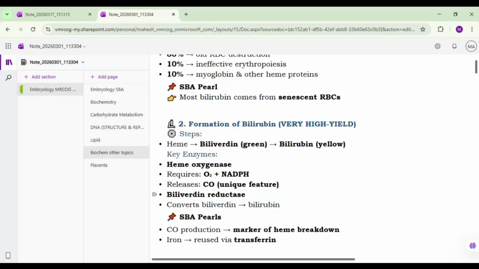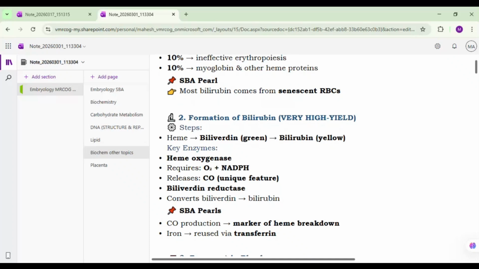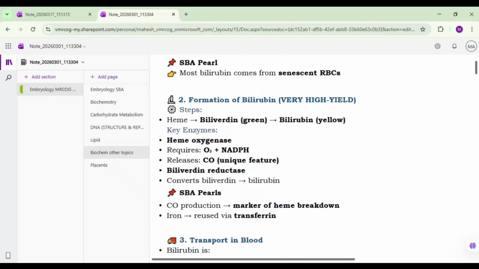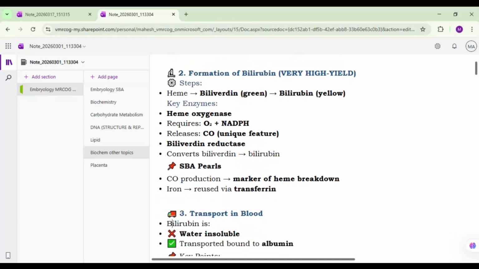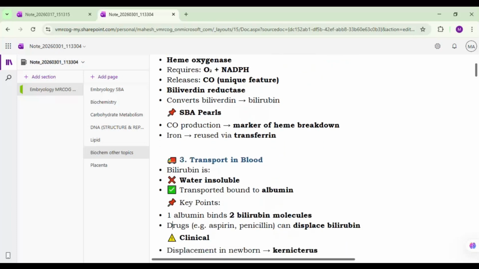So biliverdin reductase is required for this. It will convert biliverdin into bilirubin. So biliverdin to bilirubin conversion is via biliverdin reductase. Okay, so CO production is the marker of heme breakdown, and iron is reused via transferrin. So once the heme is broken down, iron is reused. Initially the biliverdin is formed, then via the action of biliverdin reductase you get the bilirubin. Okay, so this is transported in the blood.